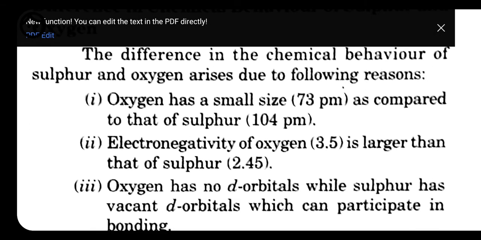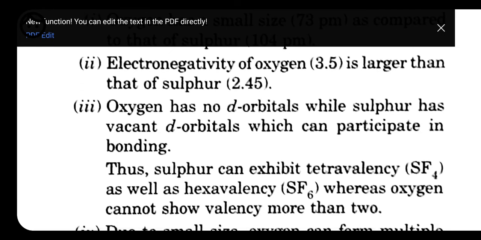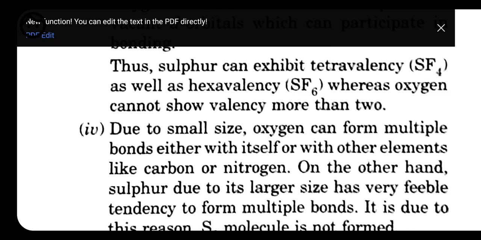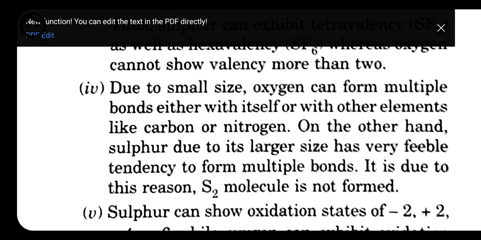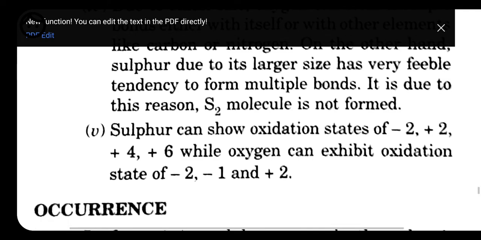Because of the higher electronegativity of oxygen and because it does not have d orbitals, they show different properties. Sulfur can exhibit tetravalency or hexavalency, whereas oxygen cannot because of its small size. Due to the small size of oxygen, multiple bonding with itself is possible, but sulfur does not show multiple bonding with itself. Sulfur can show oxidation states of +2, -2, +4, +6, but oxygen, because of its small size, cannot show +4 and +6 oxidation states.